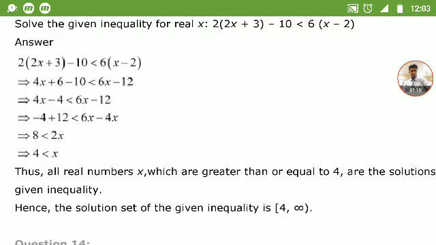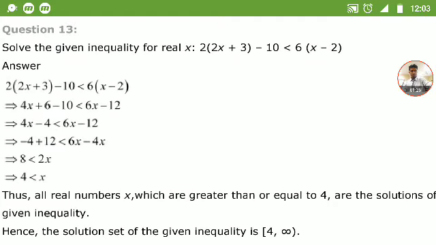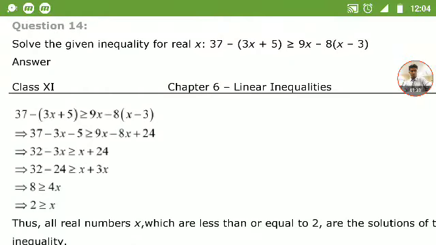4 is less than x, which means x is greater than 4, so it's 4 to infinity. Fair enough. So please pause the video to note this down. Now moving on, question number 14, same thing.